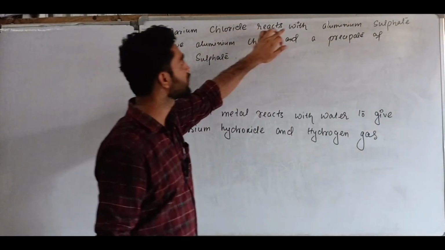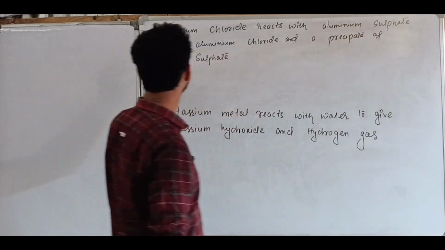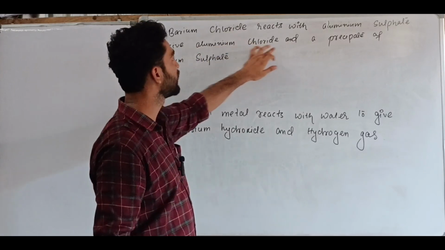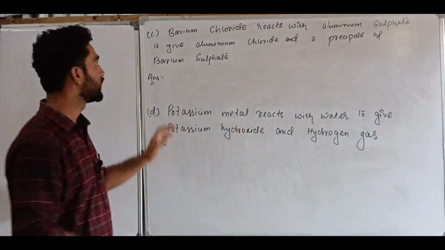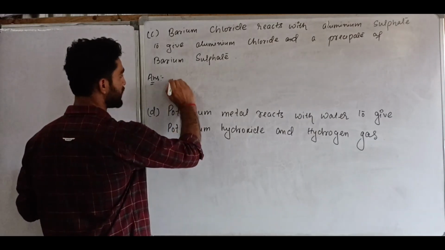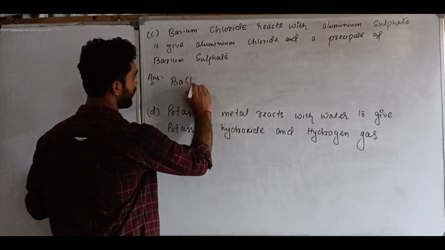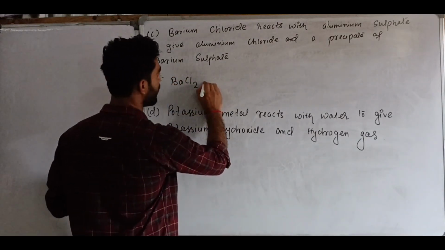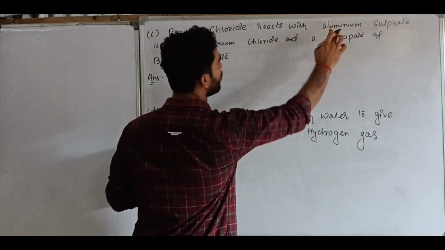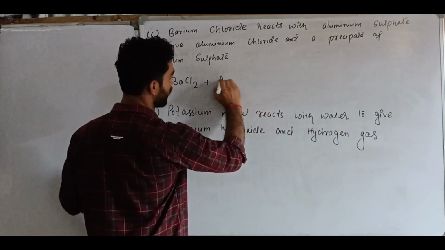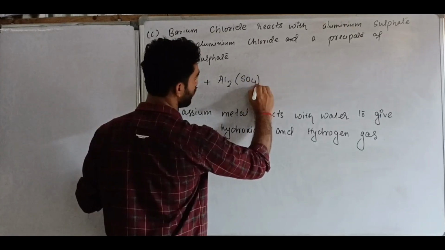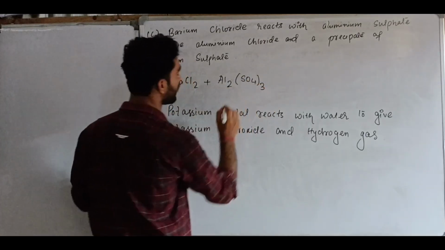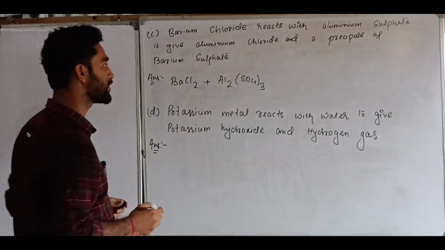Barium chloride reacts with aluminum sulfate to give aluminum chloride and a precipitate of barium sulfate. Now, barium chloride formula is BaCl2. Barium chloride reacts with aluminum sulfate. Aluminum sulfate formula is Al2(SO4)3. So why the aluminum sulfate formula is Al2(SO4)3?